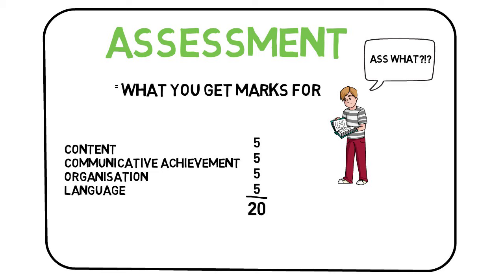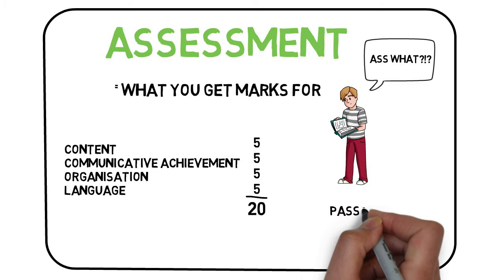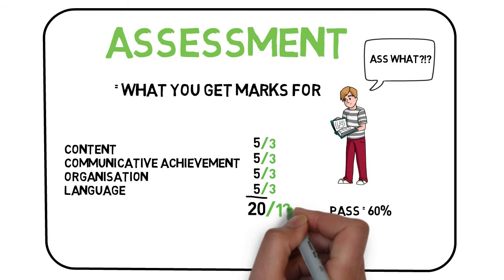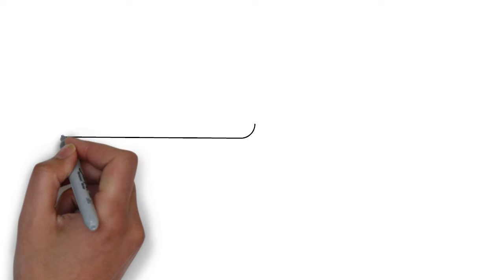As you might already know, you need 60% to pass the exam, which means that in an ideal case you'll be aiming for at least 3 points in each category or 12 in total. Now, let's have a look at what you have to do to get the points.